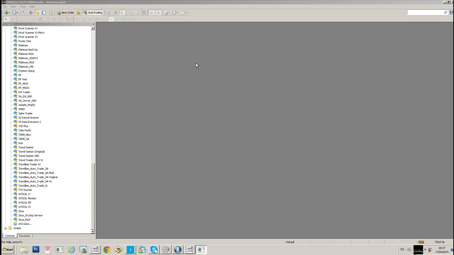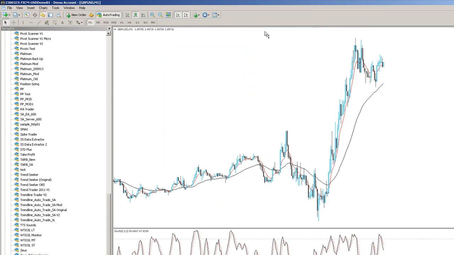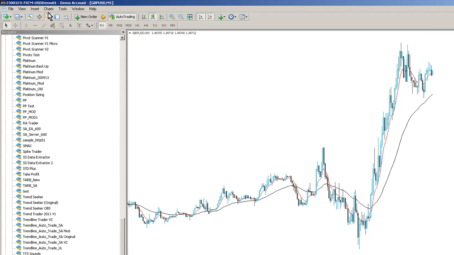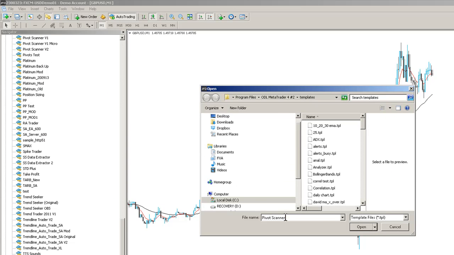Just wanted to talk you through this new version of the Pivot Scanner. What I'm going to do is just load up a sterling chart, and for those of you who are not familiar with Pivot Confluence, it's maybe of some use. So I'm just going to load up a template with some pivots on it, and I have a template in here which will load daily, monthly and weekly pivots.